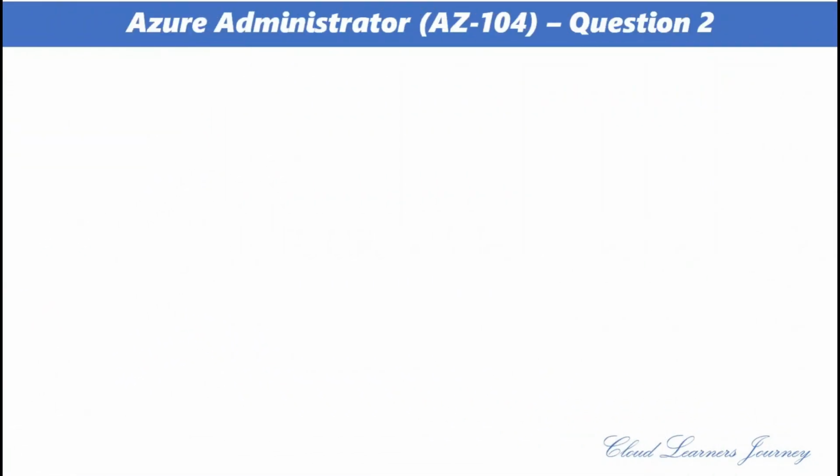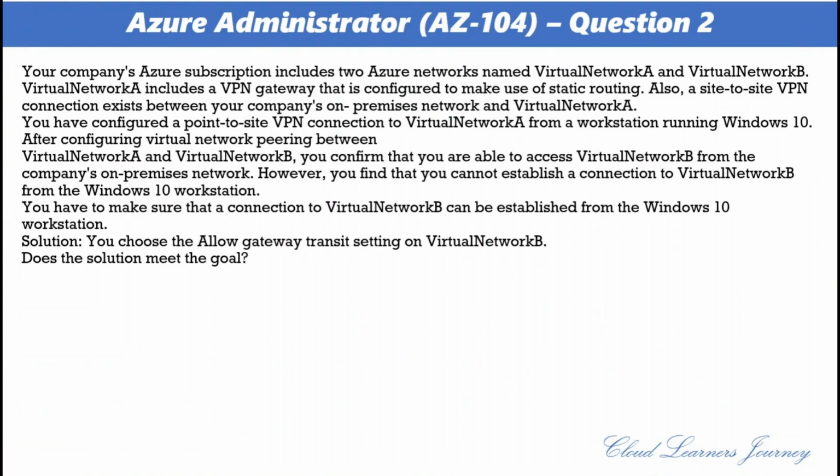Next, question number 2. Your company's Azure subscription includes 2 Azure networks named Virtual Network A and Virtual Network B. Virtual Network A includes a VPN gateway that is configured to make use of static routing. Also, a site-to-site VPN connection exists between your company's on-premises network and Virtual Network A. You have configured a point-to-site VPN connection to Virtual Network A from a workstation running Windows 10.